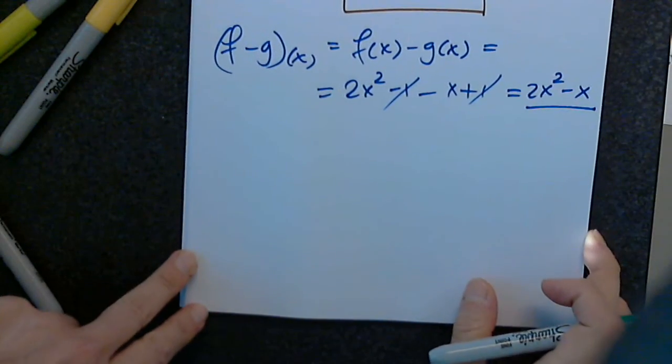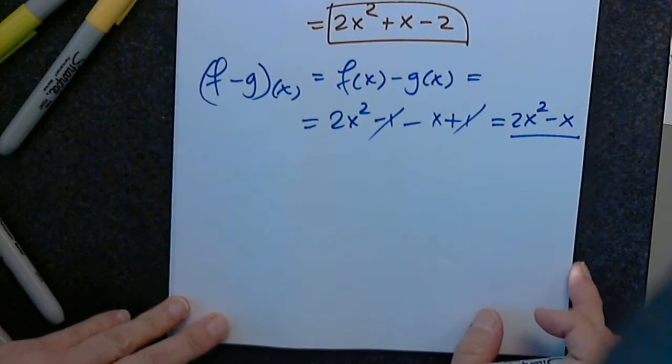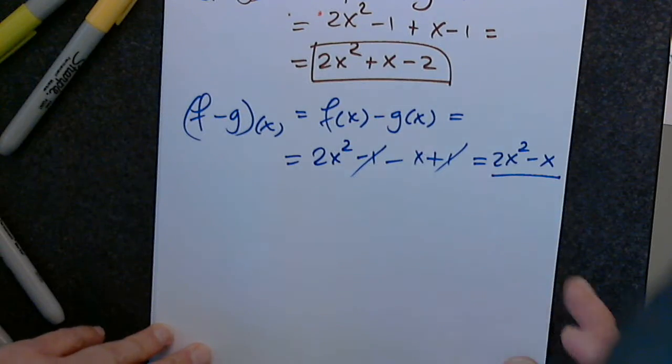Why do we have 2x minus 2x squared minus 1? It's 2x plus.